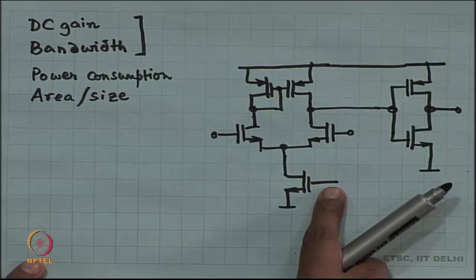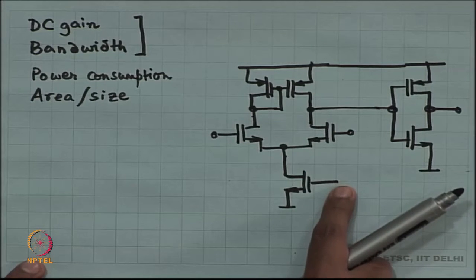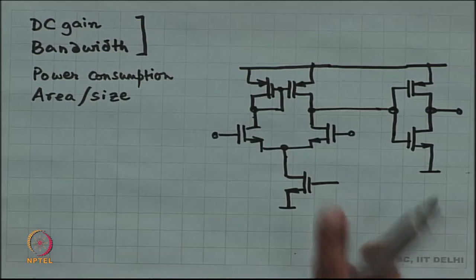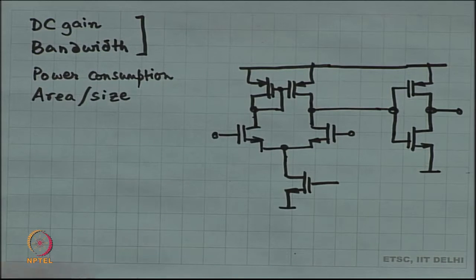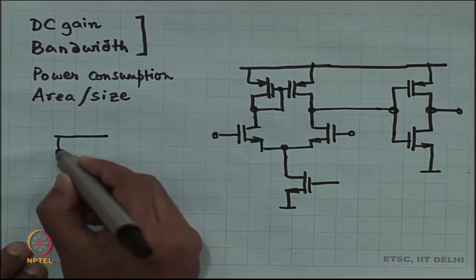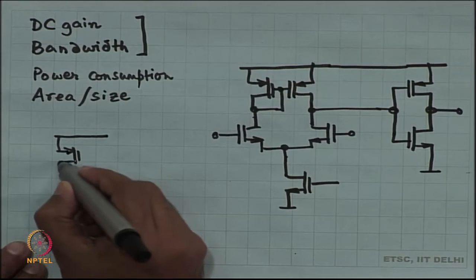We have one loose end over here. This particular node is not really biased, right. This needs to be biased out of some constant GM biasing circuit. Okay. Typically that is how it is going to be done. You are going to make a constant GM biasing circuit. What does that look like?